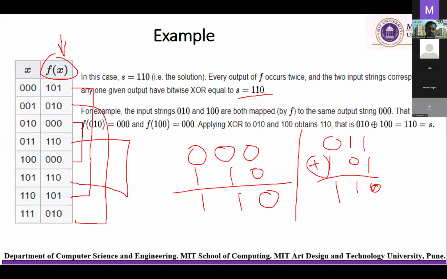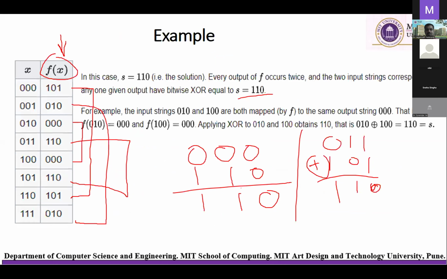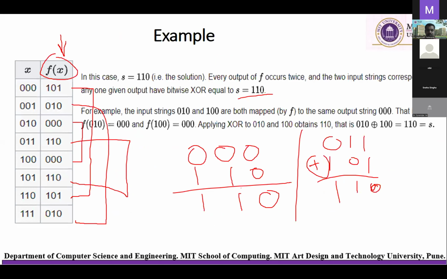Now this problem we have to solve by using Simon's algorithm. The problem is that we have to identify whether the function is a 1-to-1 function or a 2-to-1 function.